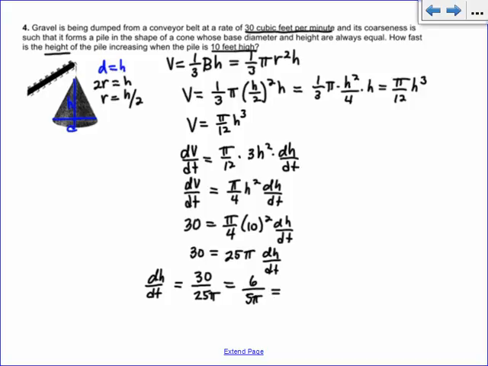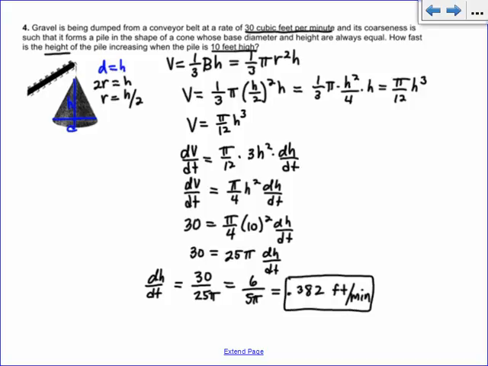So it's like that, and that's where I was going to warn you not to do the pi on the top as you put it in your calculator. So if you want to find a decimal answer, make sure that you put in your calculator parentheses around that. Okay? So as we do that, we get 0.382, and our units are feet per minute.